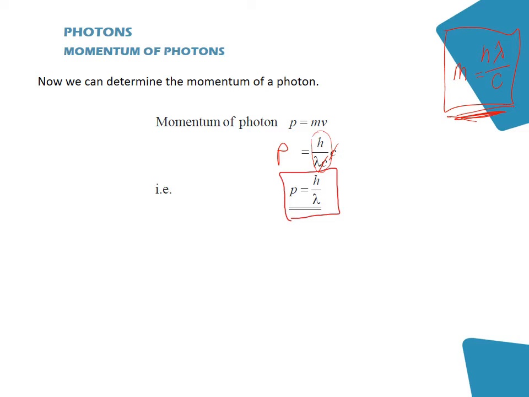So we can actually calculate the momentum of a photon simply using Planck's constant and the wavelength of the light we're using. So a photon, back to our important points, has both energy, which we can calculate, and it has momentum.